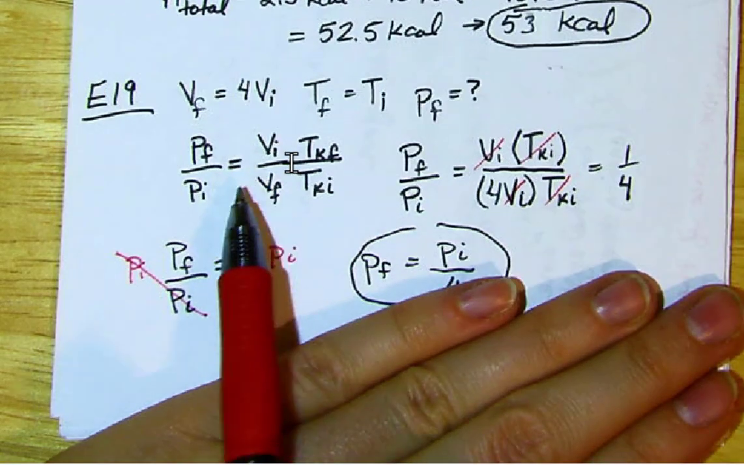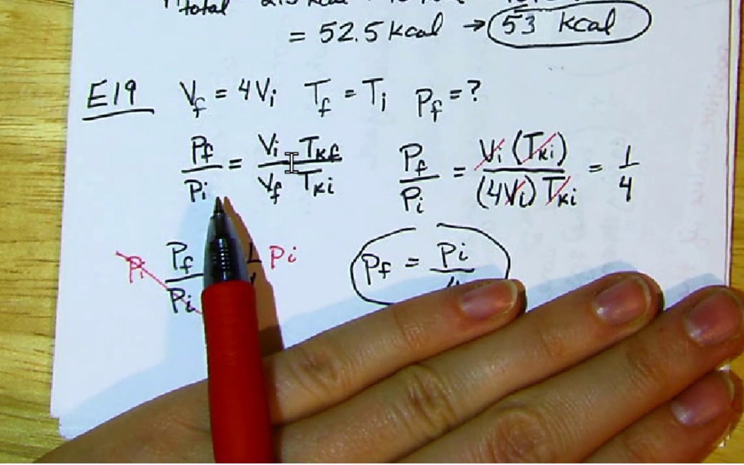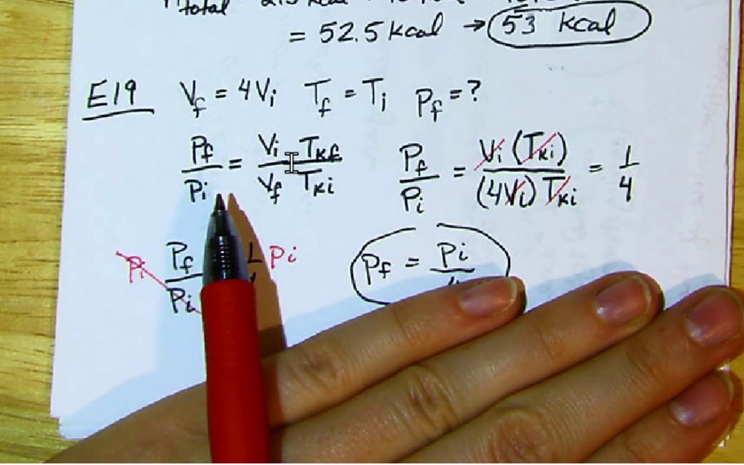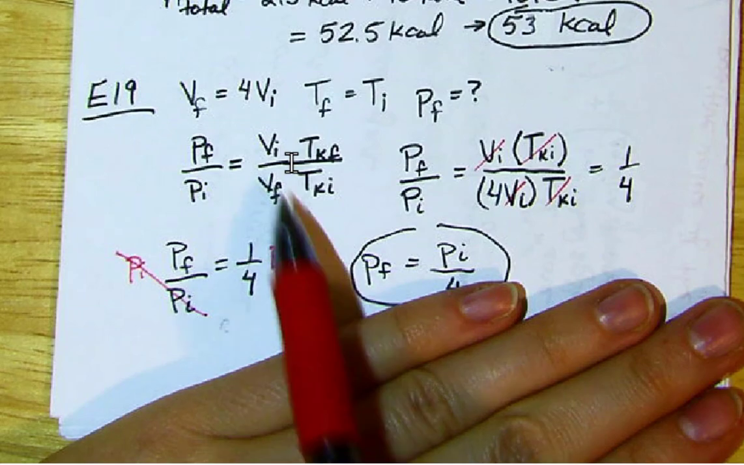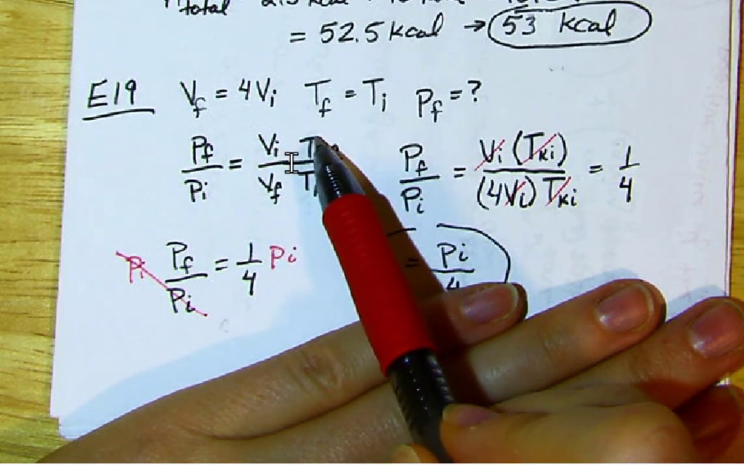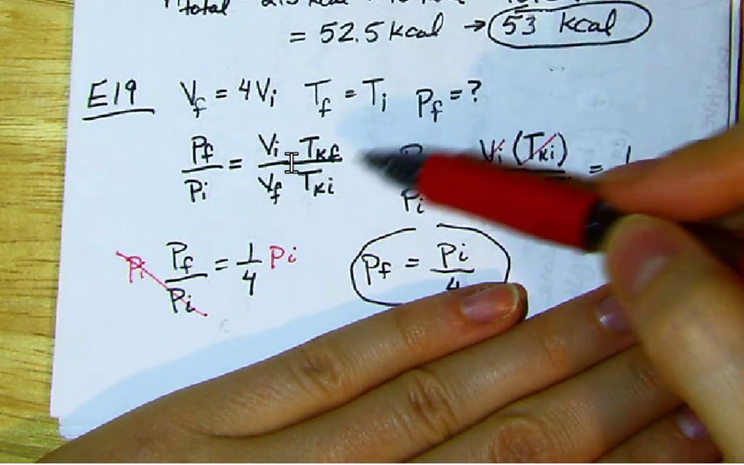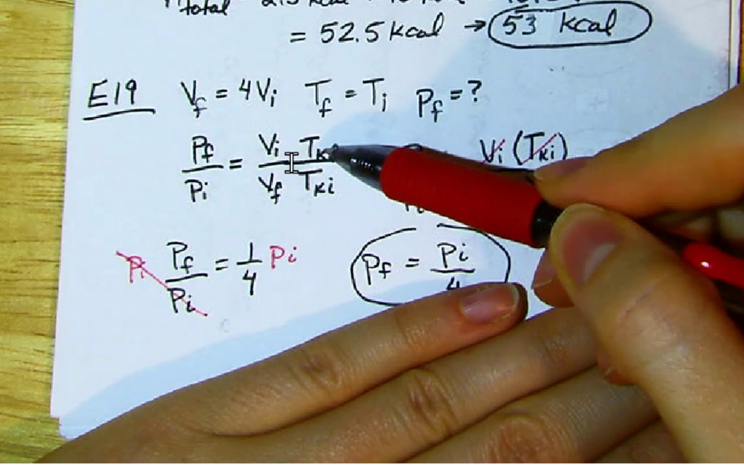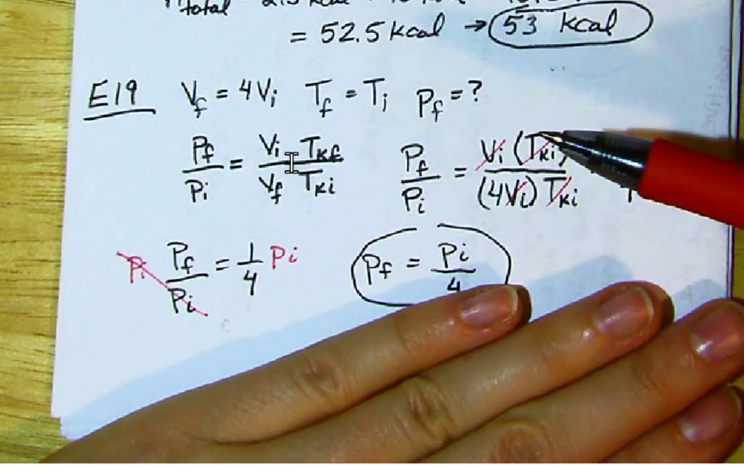So I get this equation out of your book. Your book had subscripts 1 and 2. I used initial and final. I think that makes more sense to me. So final pressure over initial pressure is equal to initial volume over final volume times final temperature over initial temperature. And whenever I'm dealing with the ideal gas law, I like to put in a little subscript K to remind myself that it has to be in Kelvin.